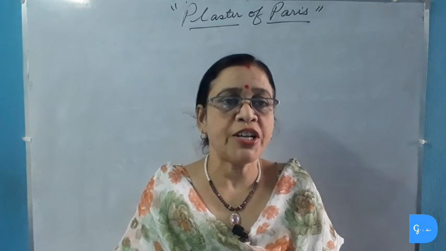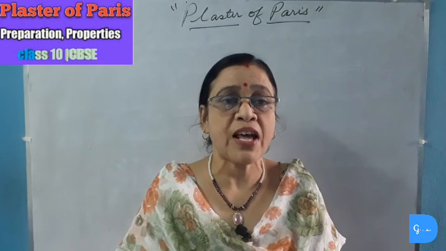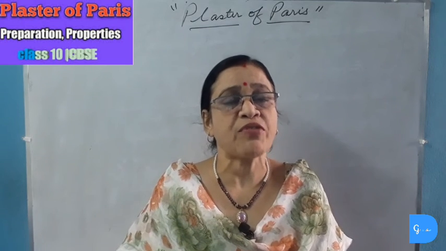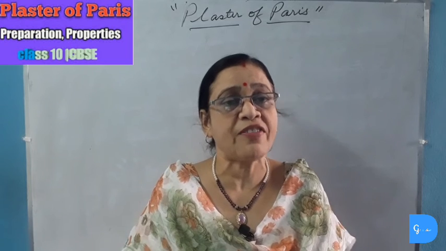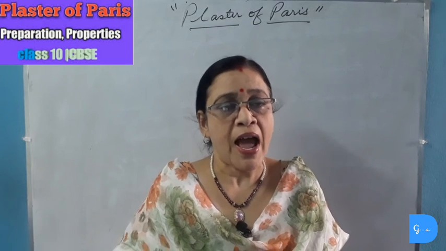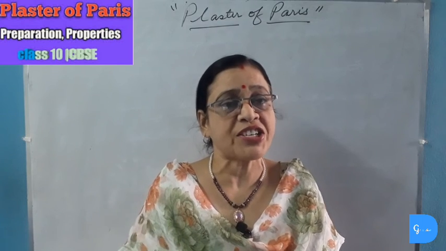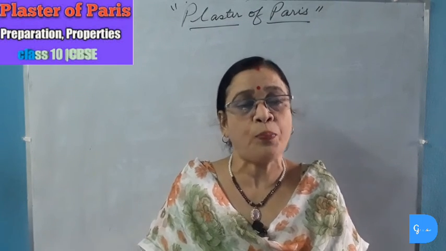Today we are going to study about plaster of Paris. The chemical name of plaster of Paris is calcium sulfate hemihydrate, CaSO4 half H2O. The name plaster of Paris is derived from the fact that it was prepared by heating gypsum which was available abundantly in Paris. And this plaster of Paris was used in a massive way for construction of buildings. In short, plaster of Paris is also known as POP.